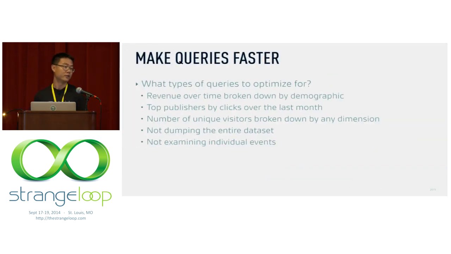Now, there are a lot of different choices in a query layer, and we generally recommend that when you're choosing a query layer, you try and pick a solution that's optimized for the types of queries you're trying to make. For us, we are particularly concerned with business intelligence style queries. These might be things like, we want to know how much revenue was generated over time, broken down by some demographic. Or in the advertising world, this could be the top publishers based on clicks over the last month, or how many unique visitors visited some site broken down by some user demographic.